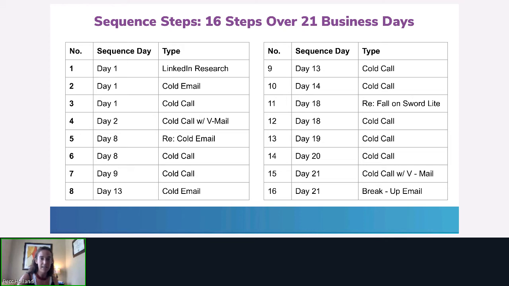Day 8, 9 is going to be the second pod, cold email, cold call. Day 13, 13, 14, cold email, cold call. 18, 18, 19, cold email, cold call. You're getting the structure here, but basically we do 2 cold calls and an email for every single pod, and we do 5 separate pods, more aggressive on the back end.